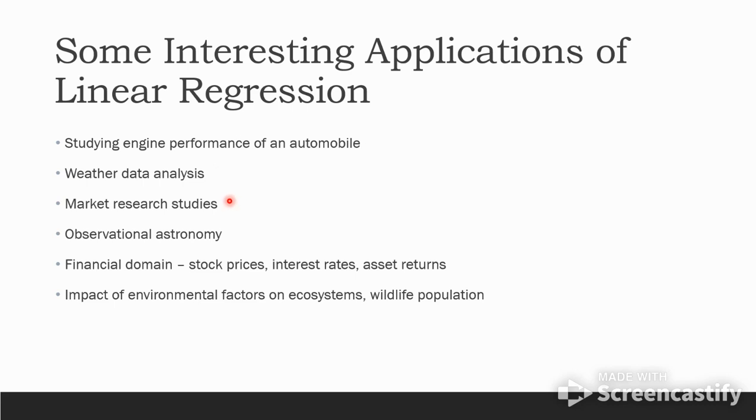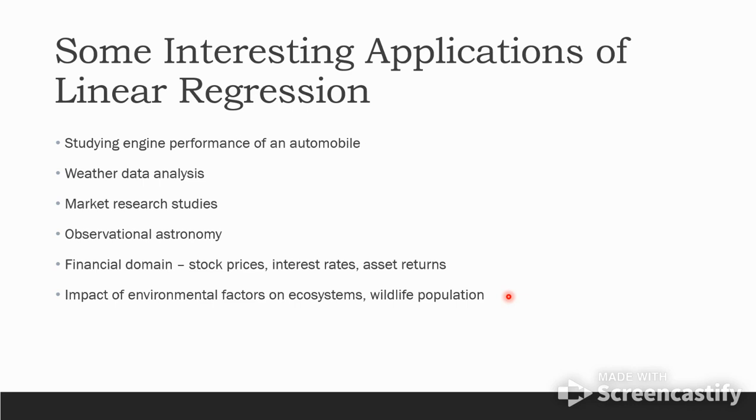Similarly, market research, studies in astronomy, so finding the weight of a planet using other data available. In the financial domain, we can predict stock prices, knowing many other conditions. There are a huge number of variables which can be used to do that. Then the impact of environmental factors on ecosystems. So how the change in temperature or global warming affected a particular species or anything.